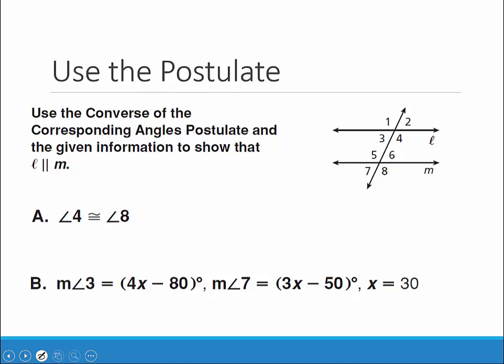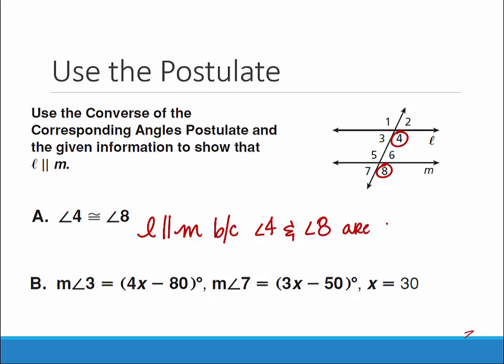So we look at our two lines here. The first piece of information they tell us is that angle 4 is congruent to angle 8. So this angle here and this angle here. Now because these are corresponding angles, we can say that L is parallel to M because angle 4 and angle 8 are corresponding angles. And by the converse corresponding angles postulate, we know that L has to be parallel to M.